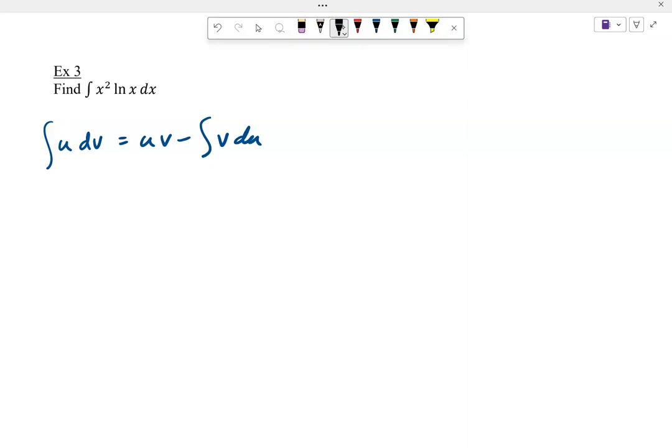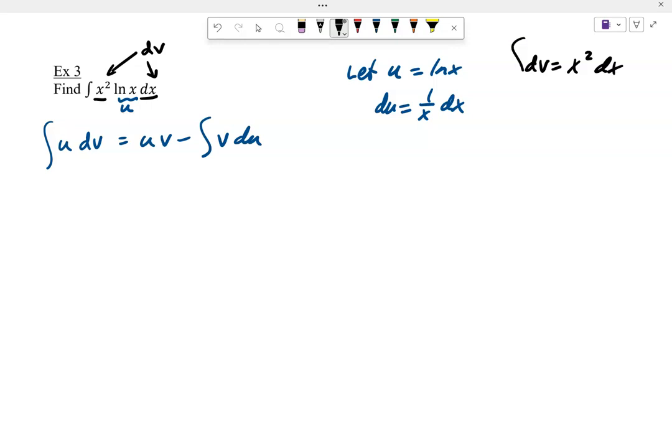So how about we let the dv part then be x squared dx. That'll be my dv. And so this will be my u. So let's do that. Let u be the natural log, because I know that derivative of the natural log is 1 over x. Right? So our dv here is x squared dx, and we can do that. Right? We can take the integral of x squared. So the integral 1 with respect to v is 1v, and then we got x cubed over 3.